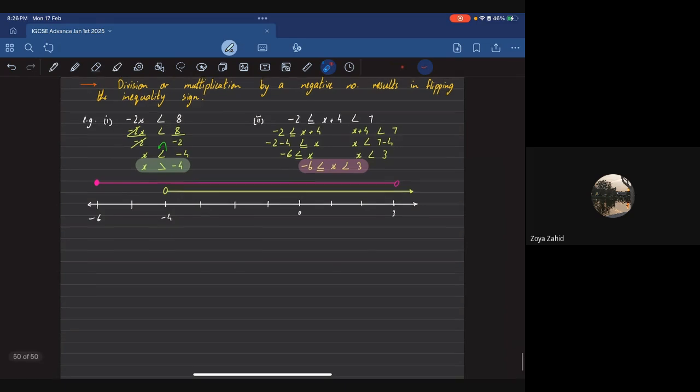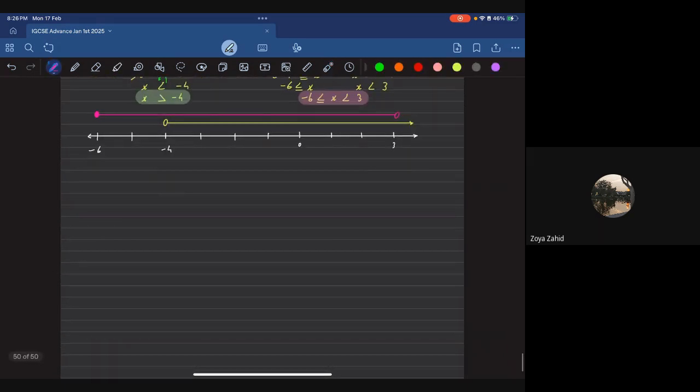Clear? Okay. I'm just going through this as quickly as I can because I think this is really easy, personally. If there's anything that you guys don't get, do stop me.